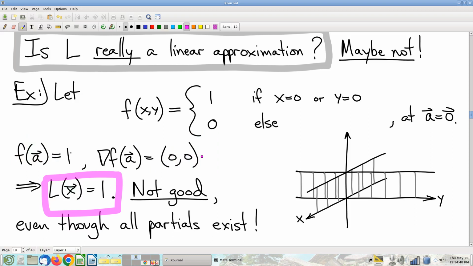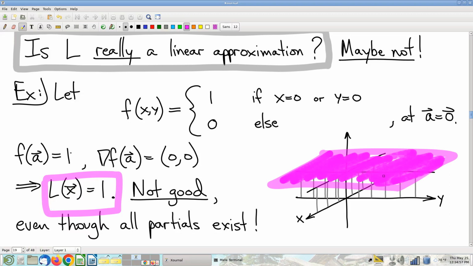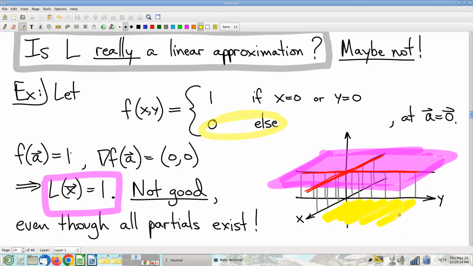No, it's really not. The constant value of 1 is a terrible linear approximation. Because while it does a good job of approximating what the function is doing up here where the value of the function is 1, don't forget the value of the function is flat 0 down here. So this is a terrible linear approximation.